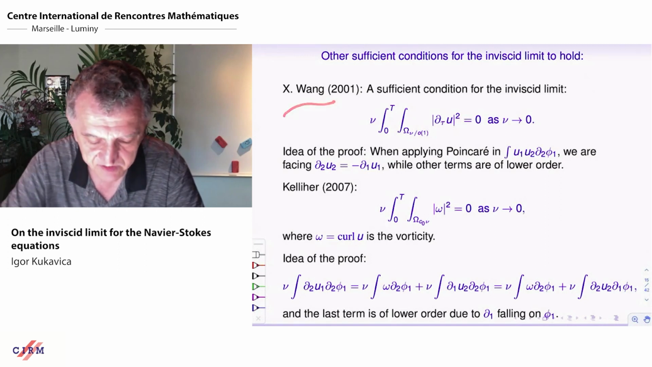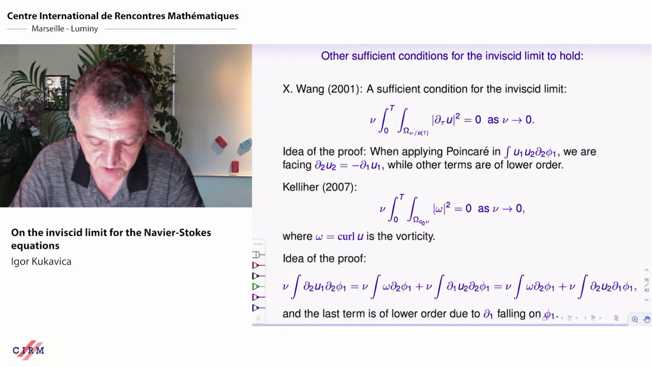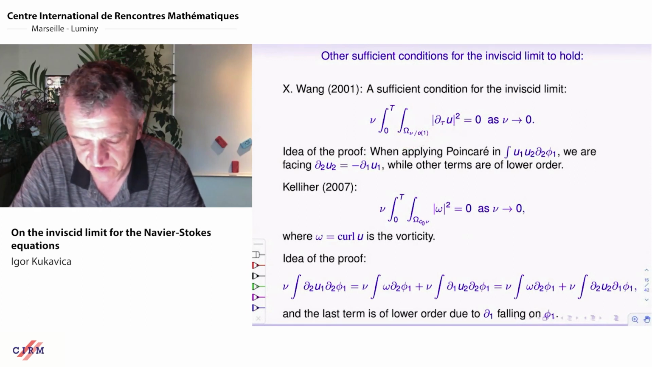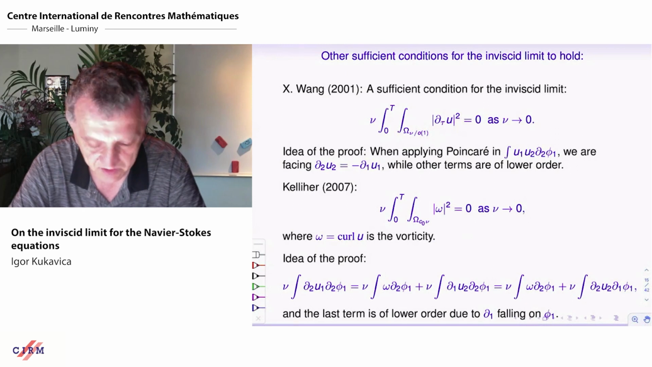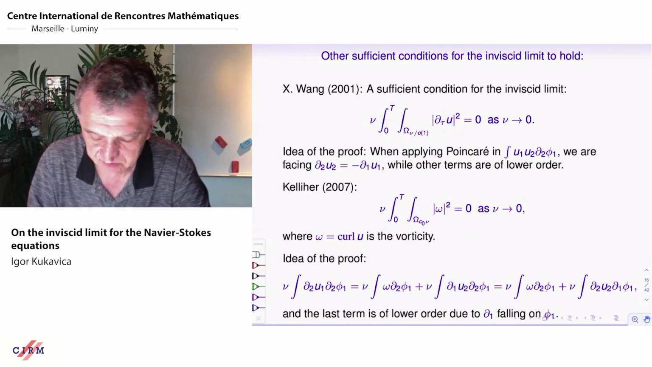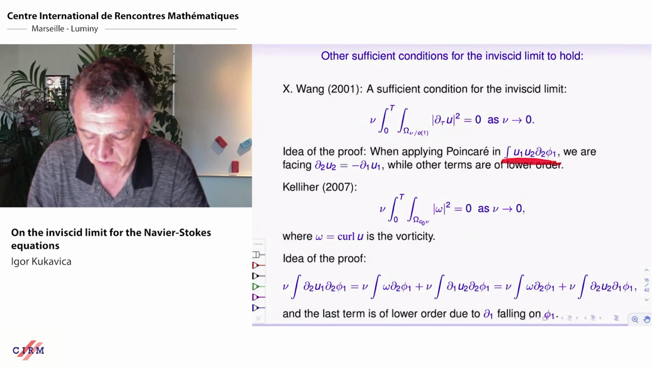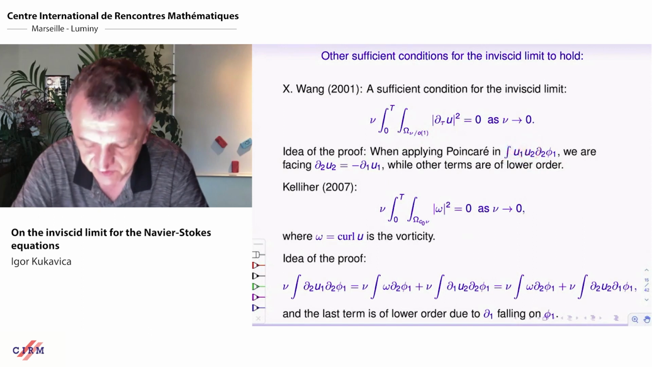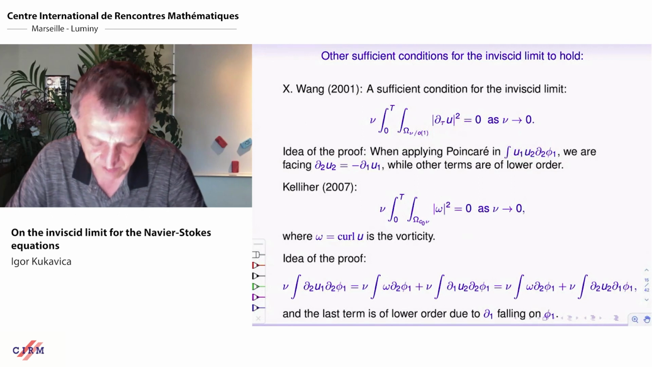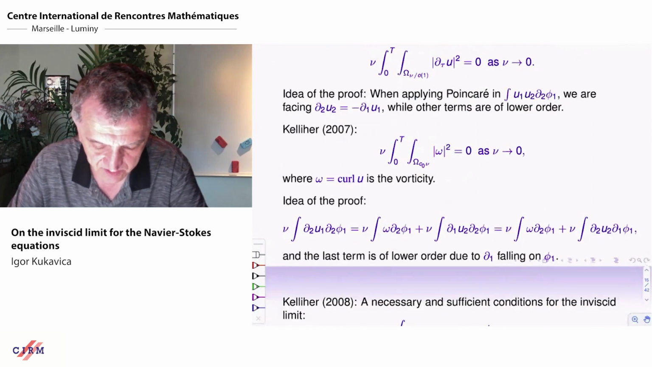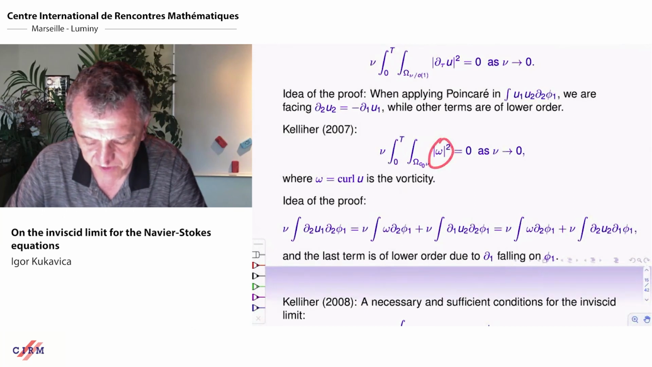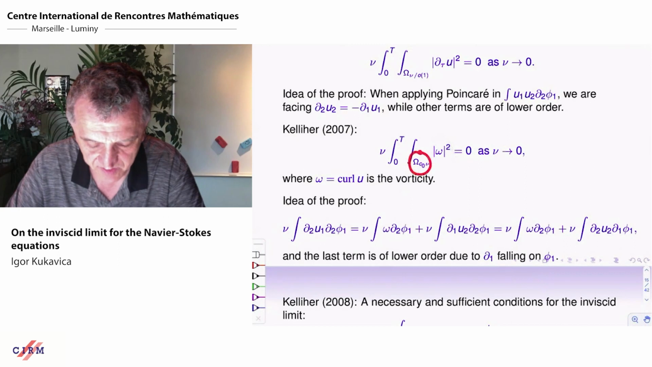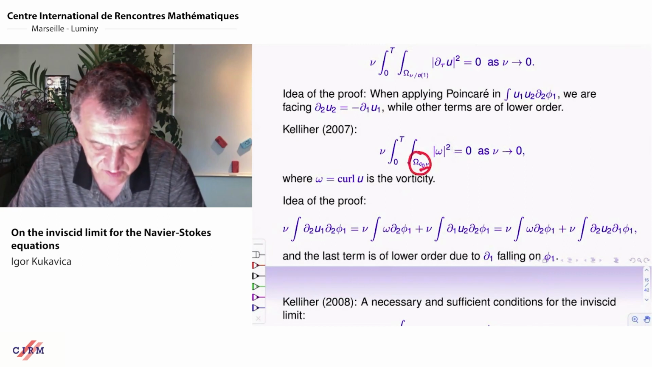For example, Wang's condition, Xiaoming Wang. It's the same, except that you only take the tangential component. However, we have to take the neighborhood to be larger. So the idea of the proof is that this is one of those two bad terms. So we apply Poincaré, we get D2 here, D2 there, and D2U2 is tangential. So that's the idea. And then the condition by Kelliher is we can replace the gradient U squared with the vorticity, with the same size cutoff, so small constant times nu.